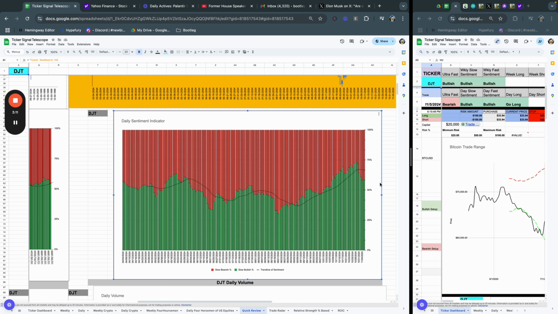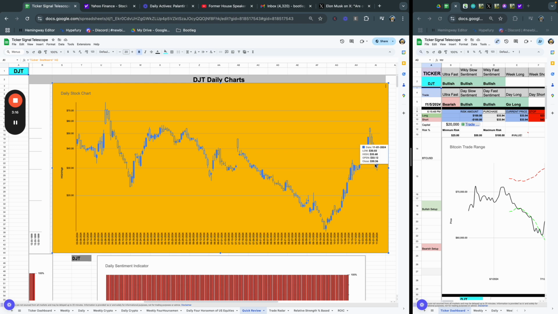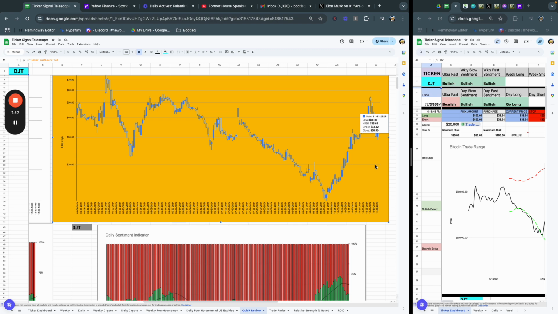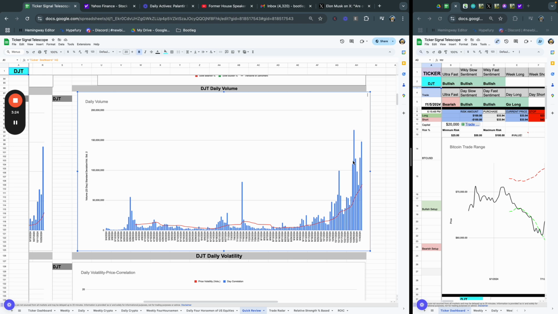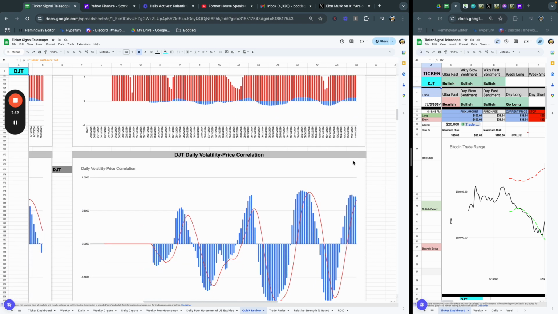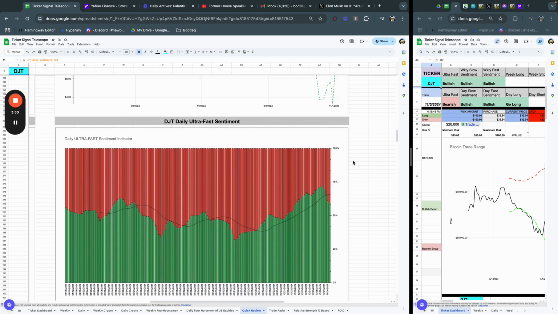So if we think about what we're looking at, DJT stock has an opportunity to continue to rise, but you're going to want to hold this $30 level for now. It might take a little bit of time, but you really want to pay attention to what is going to happen because the volume is there, the attention is there, the trade range is there, the volatility is there, the sentiment is there. It's just going to take a little bit of time for it to come back into its range.